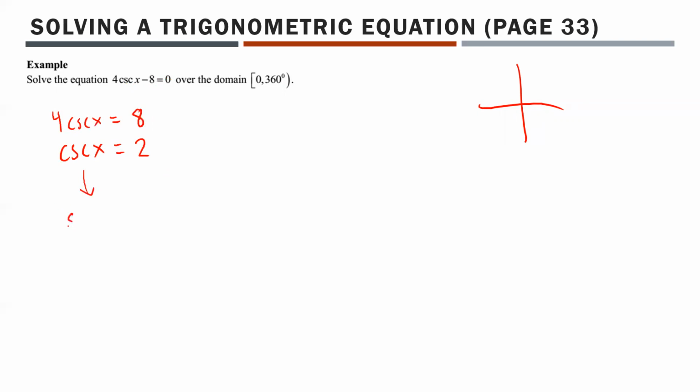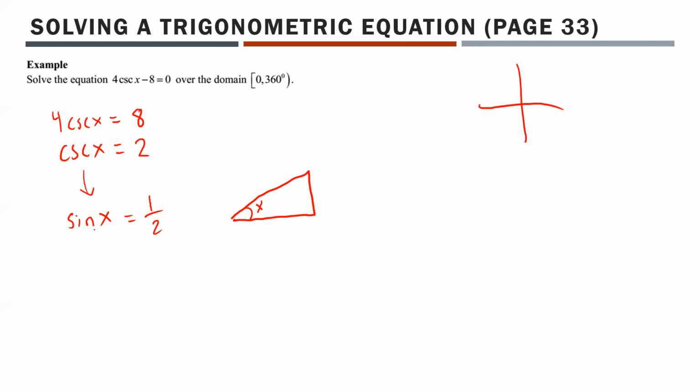Cosecant is the reciprocal of sine, so we can say sine x equals the reciprocal of 2, which is 1 over 2. And what do you know? 1/2, that's part of special triangles here. Let's draw a special triangle. This angle right here, usually we call it theta, but they're calling it x. Just know that x in this case is an angle.